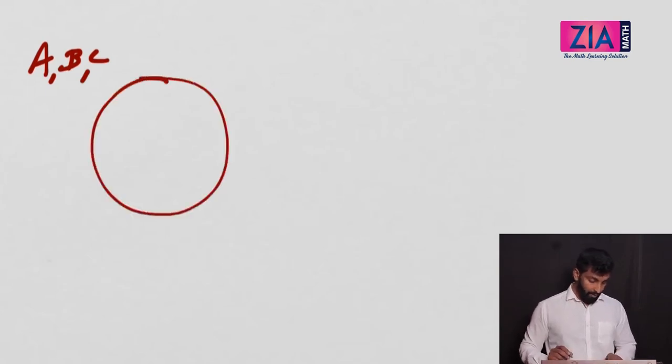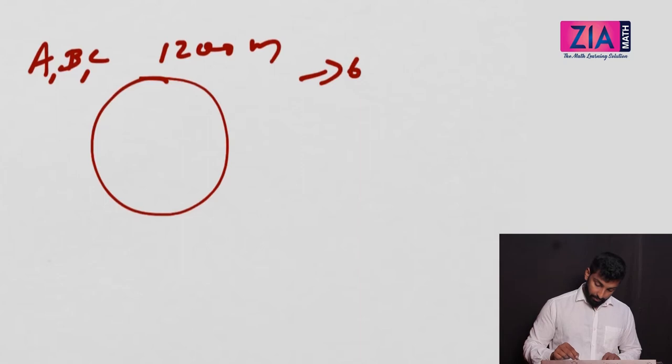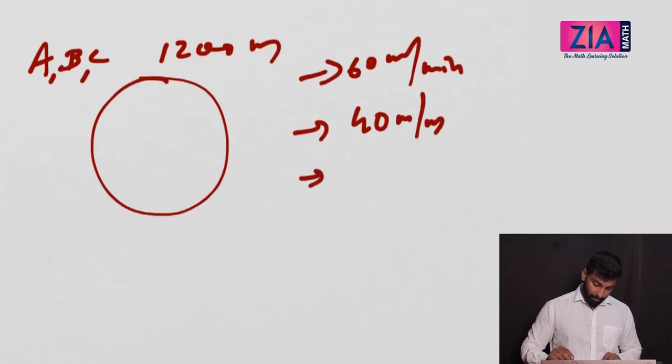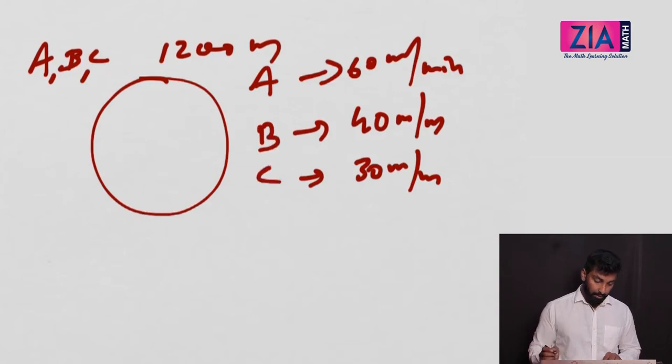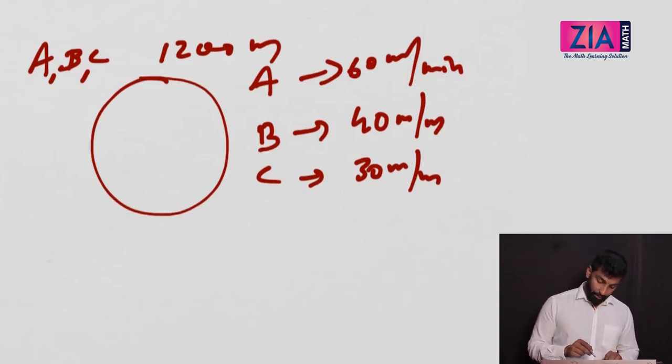Okay, so what is given in the question? Three persons, A, B, C, are walking around a circle with 1200-meter circumference, and the speeds are given: 60 meter per minute, second person 40 meter per minute, next person 30 meter per minute. What they are asking is, when will they be again at the starting point together? So when all the three will come to the starting point again.